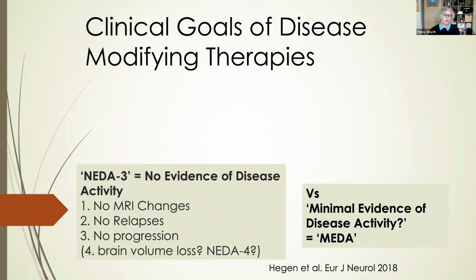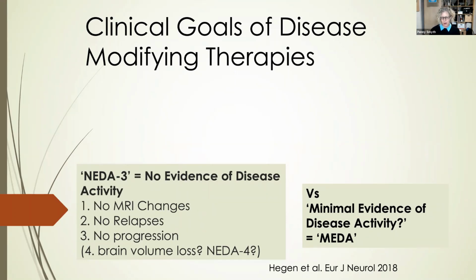Well, you might have heard about this idea of NEDA, which is no evidence of disease activity, which is no MRI changes, no relapses, no progression. That idea of that not active, stable patient that I was talking about before in the clinical courses of MS is a goal.